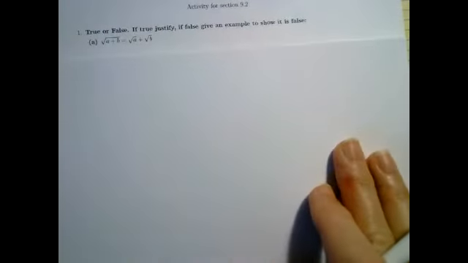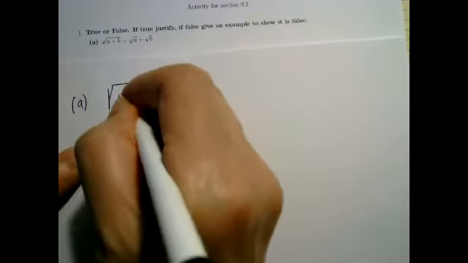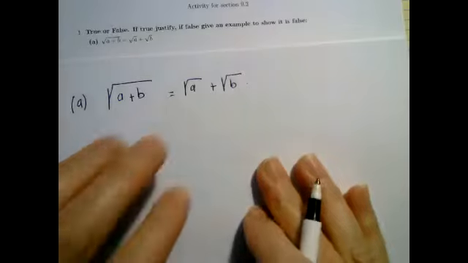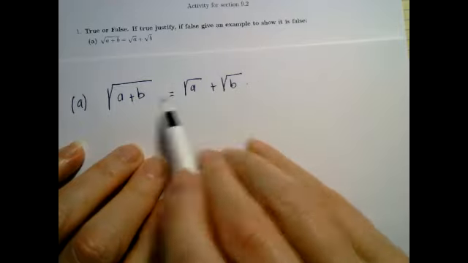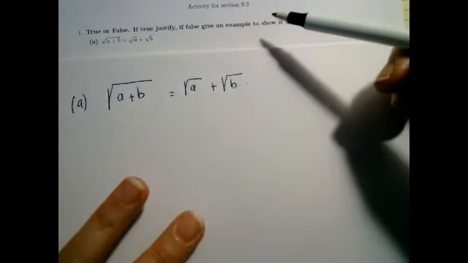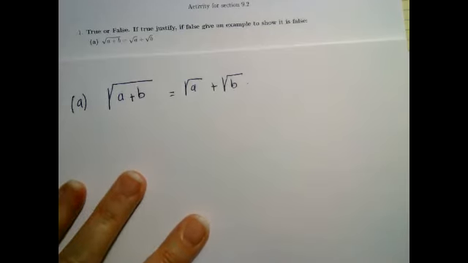So the first one, true or false, means, what does it mean true? Can you plug in any value of A and B? Will this hold always? Yes or no? What do you think? True or false? If true, you tell me why it's true. If false, you give me an example. So basically, can I split the square root? I'm getting yes, yes, yes. Everybody agree? Anybody want to say no?